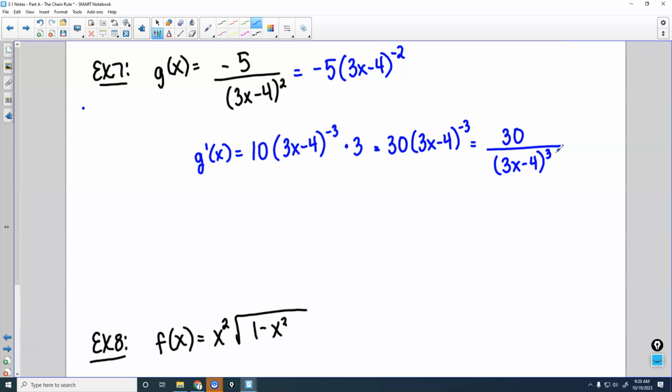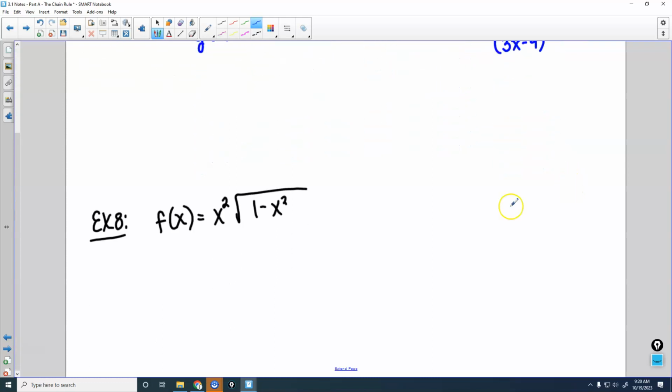All right, questions there? All right. Okay, now 8. I think we're just going to do one of these today, but we'll get into this more when we do some of the more difficult problems. 8's a little bit different. I am going to rewrite this as x squared times 1 minus x squared to the 1/2 power, because pretty much anytime you're taking derivatives, roots have to be thought of as fractional exponents.